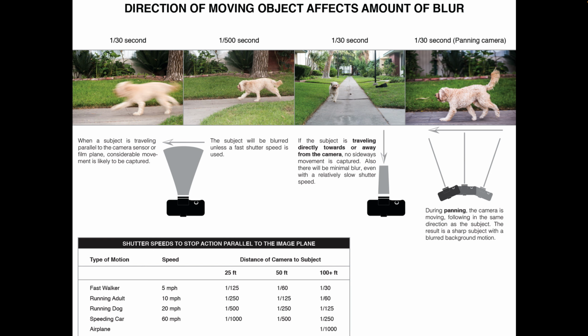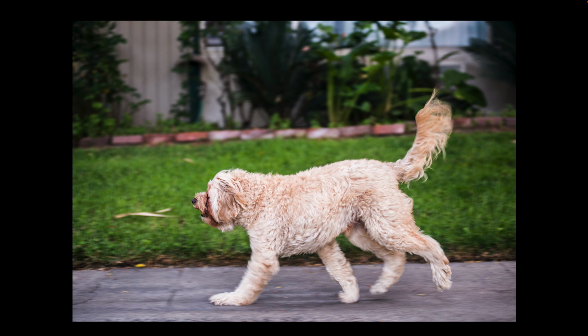Panning. Remember, we pan from the direction of our subject, from right to left or left to right. Recommended 1/30th of a second. You have to play around because the lighting conditions could be slightly different. So here we're at 1/30th of a second, and the dog is sharp and the background is blurry.